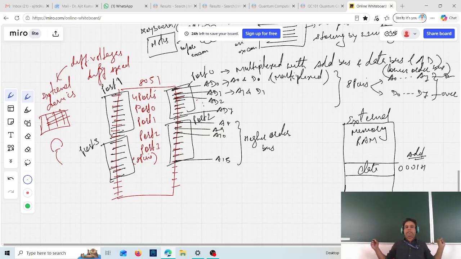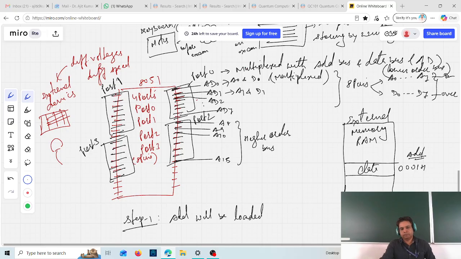So what is happening? Recall in step one, the address will be loaded on the address bus. And we know this address bus is 16 bit, right? Because you know this is hexadecimal, so it is 1, 2, 3, 4, then 1, 2, 3, 4, 1, 2, 3, 4, and this one is written as 0001. So this is your address.